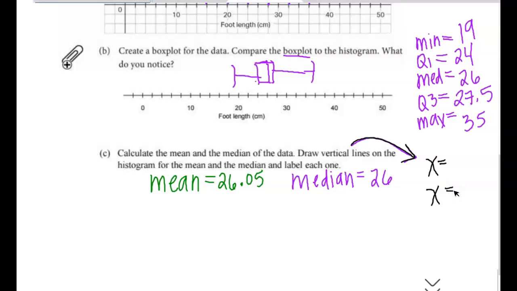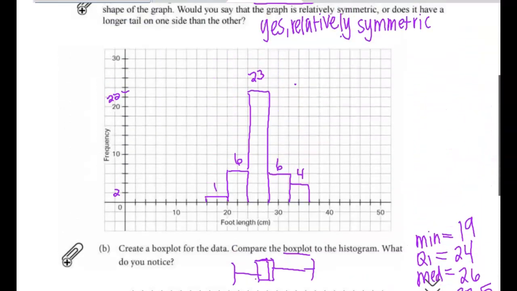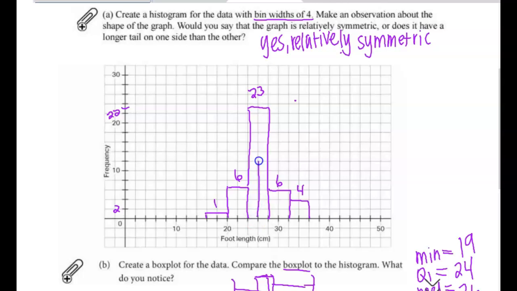If you like to use two colors, that's why I did two different colors so we can see the difference. But before we draw the vertical lines, what do you know about these two numbers? They're very close, right? 26 is very close to 26.05. So when you're drawing it, just make sure you label both, okay? So the vertical line at 26 is right here. That is the median.